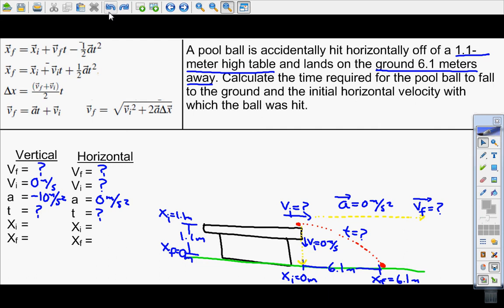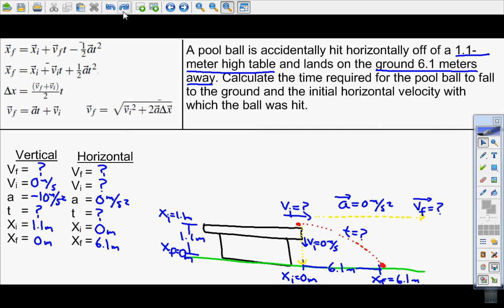Alright, now about the distances. We know that the pool table is 1.1 meters high. I'm going to say that's xi, the starting position of the ball, and then vertically it's going to hit the ground at 0 meters. Horizontally, it's starting at 0 meters and ends up hitting the ground at 6.1 meters away from the table. And that matches up pretty well with my diagram.